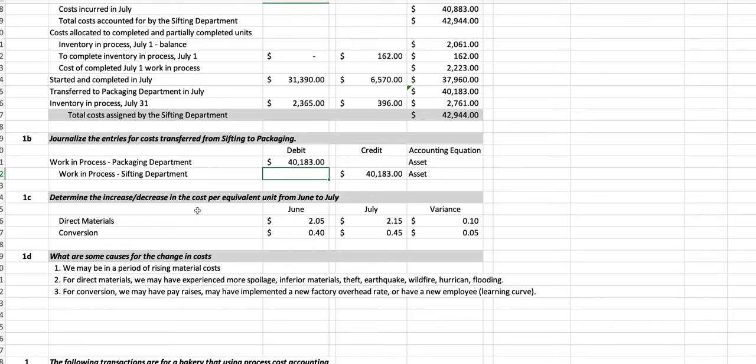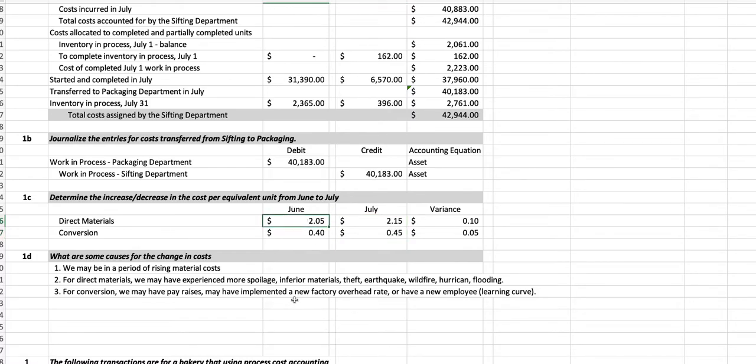All right, now we're going to talk about the increase or the decrease in the cost per equivalent unit from June to July. So we have our direct materials and we have our conversion costs. I've laid it out with June. We'll talk about where we got these numbers from, and then July, you actually calculated these numbers during the problem set. So where did we get the information for June?